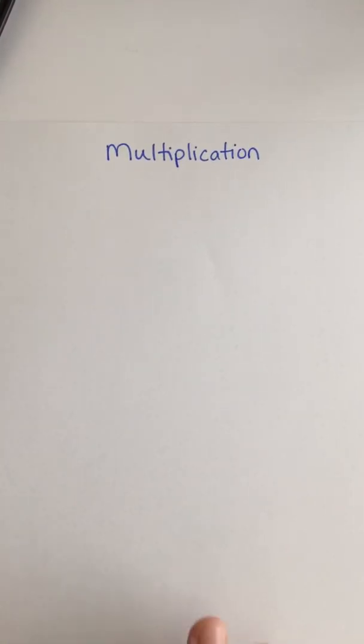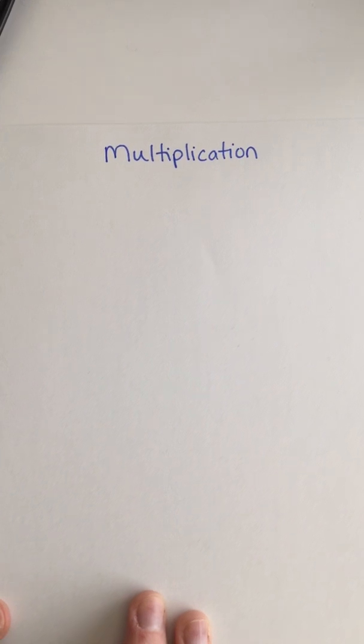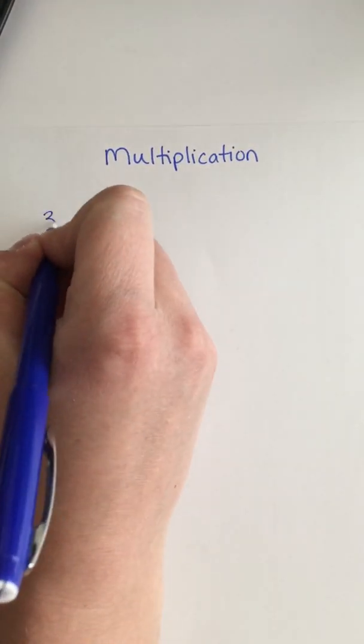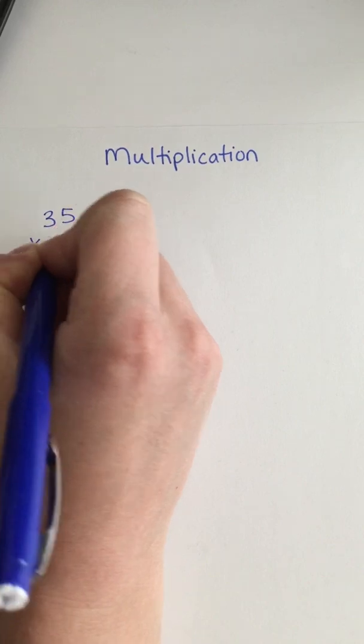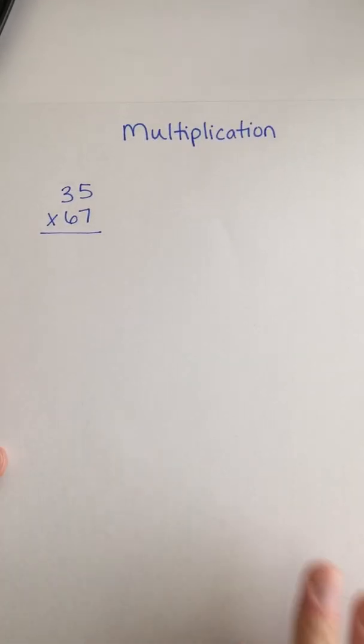I'm going to be posting the video this week reviewing how to do 2-digit by 2-digit multiplication. So we learned this way back in October and November, and I just want to review it with you. So the first problem we're going to do today is 35 times 67. And typically you're going to see the problems written like this. This should be review for you.